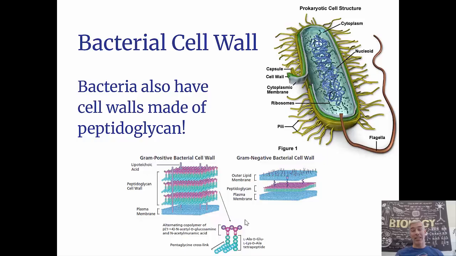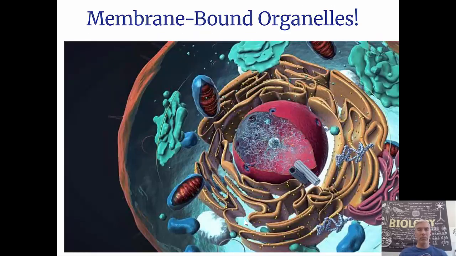Bacteria have them as well. As I said, they're made of peptidoglycan, and we actually classify bacteria based on the type of cell walls that they have. There's gram-positive, gram-negative. You don't need to know that for the AP exam. That's more of a college level thing. But they do have different types of cell walls.